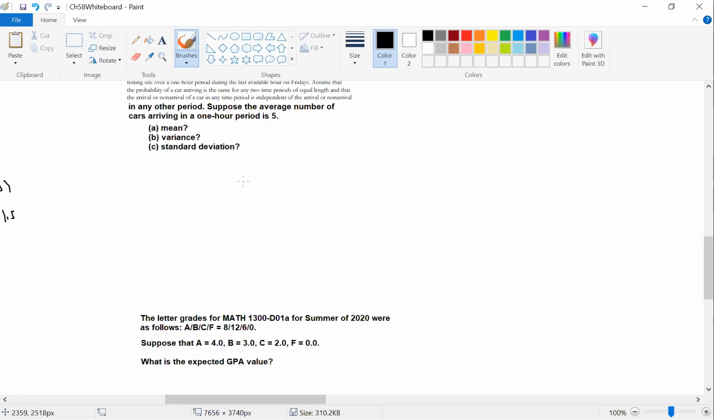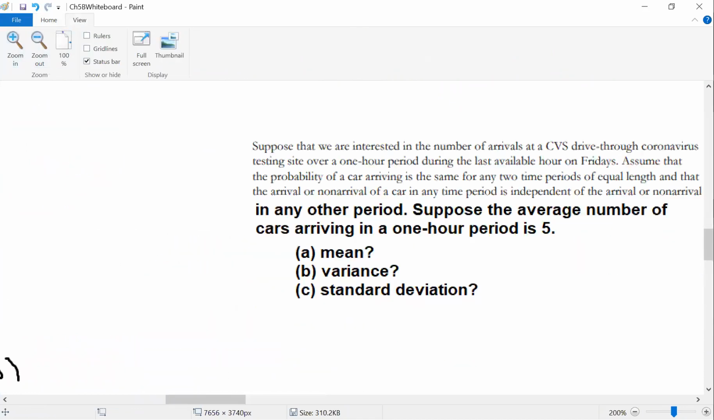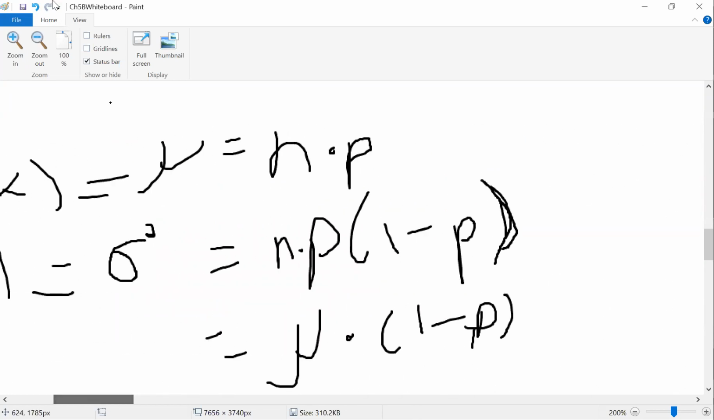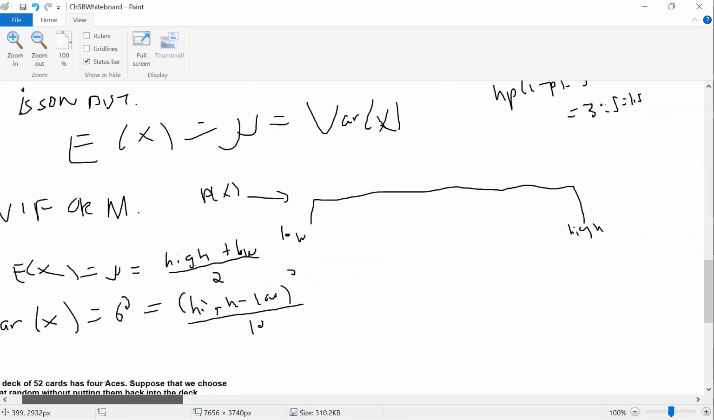All right, let's go back over here. This should take you at best 30 seconds to do. If you didn't see, I just pulled it up right here. The formulas, I will upload a note sheet for that. Let me zoom out a little bit so you can see it. So that's high plus low over 2. This is high minus low over 12.